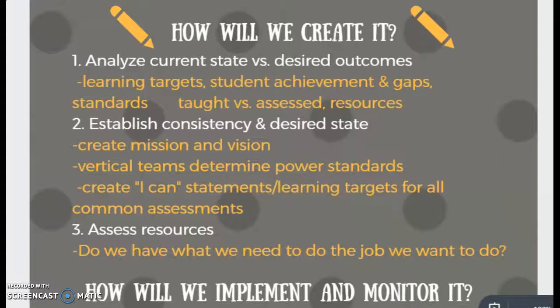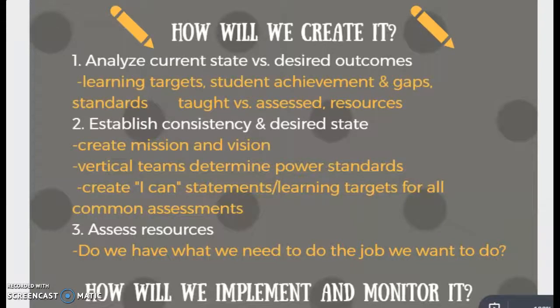We are in a little bit of a review process at this point in time, and here's what we're going to do. First of all, we are going to analyze where we are at currently. What's our current state, and what are our desired outcomes? We're going to take a look at our current learning targets, at how students have been achieving with what we have in place, and, of course, at the gaps that have been created.